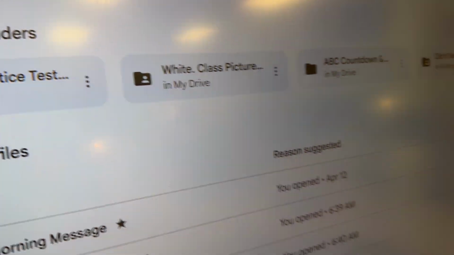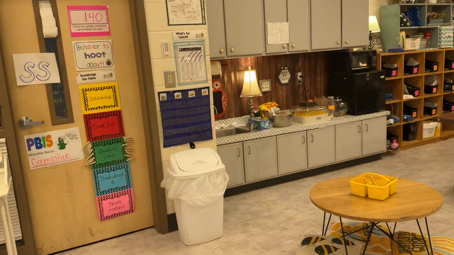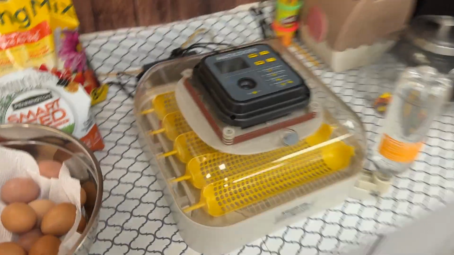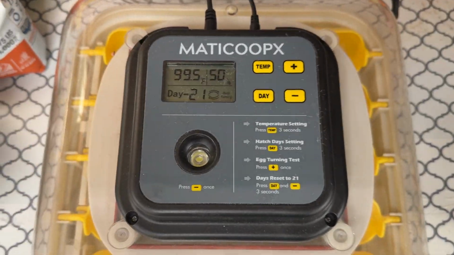Well, I think it closed us out. That's okay. All right, let's go over to the incubator. We're gonna look at lots of different things throughout this process. So today we're looking at our incubator.